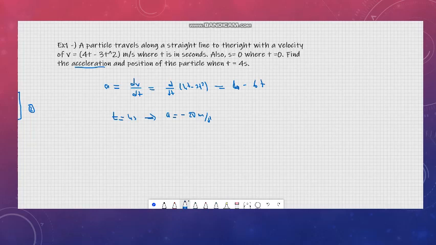The second part is we are going to find the position. We know that v is equal to ds dt, or in other words, ds is equal to v dt. If we take the integral of both sides, we know that at time 0, s is equal to 0, so I will plug in 0 here. Time is equal to 4, and I want to find s. So s is equal to, because ds is s minus s0, the integral from 0 to t of the velocity function, which is 4t minus 3t square dt. So let's take this integral.